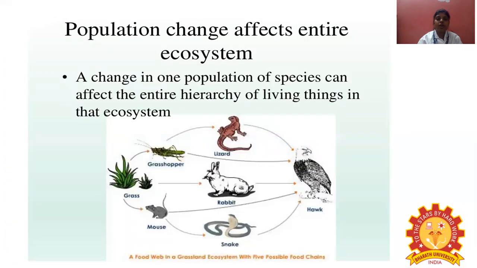Next, we will see how the population change affects the entire ecosystem. A change in one population of species can affect the entire hierarchy of living things in that ecosystem. This figure illustrates the food web in a grassland ecosystem with 5 possible food chains.